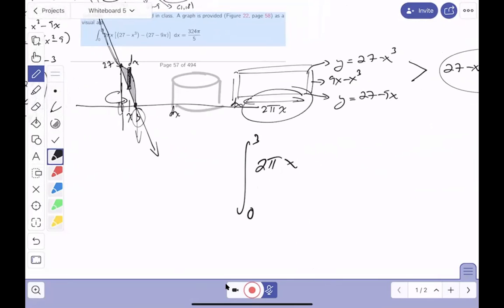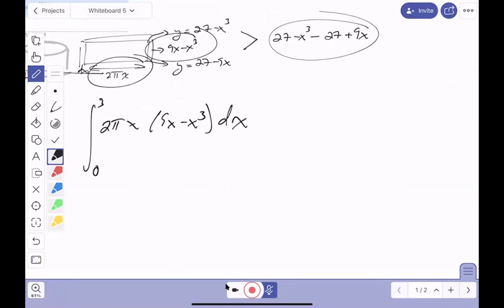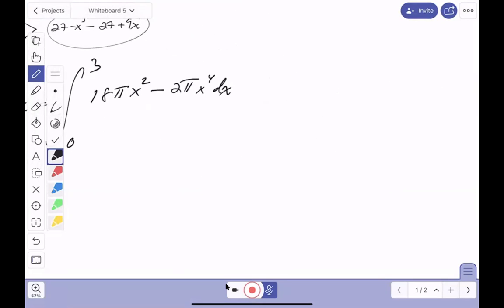It's the volume of the box. The height of the box is going to be 9x minus x cubed. And that's going to be dx now. All right, let's see if we can do it. And again, my claim is that integrations, generally speaking, are not too bad. 0 to 3. That's going to be 18 pi x squared minus 2 pi x to the fourth dx. You know what? I'm going to factor out 2 pi. That annoys me to no end. So I factor out 2 pi, right? So it's going to be 9x squared minus x to the fourth dx.